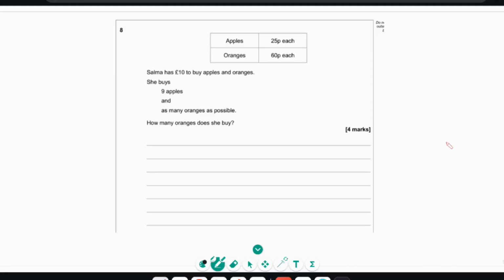Salma has £10 to buy apples and oranges. She buys 9 apples and as many oranges as possible. How many oranges does she buy? So 9 apples. So 25 times 9, however way you like to do a multiplication like this. 5 times 9 is 45. 2 times 9 is 18. Add 4 is 22. So her 9 apples cost her £2.25.